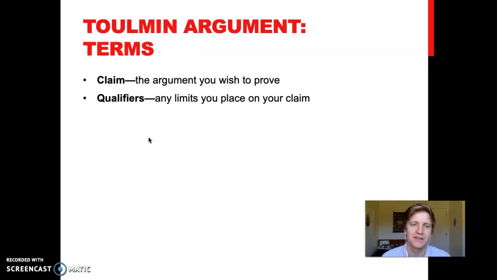So some of the basics here are claims, which are simply the argument you wish to prove. Sort of maybe our hunch, what we think, and we've gone through the process of selecting a good claim for our project. You know, we ask a good question, we think, maybe the answer is this. Qualifiers in Toulmin terms are any limits we place on our claim. And we know that good claims are narrow and deep, right?